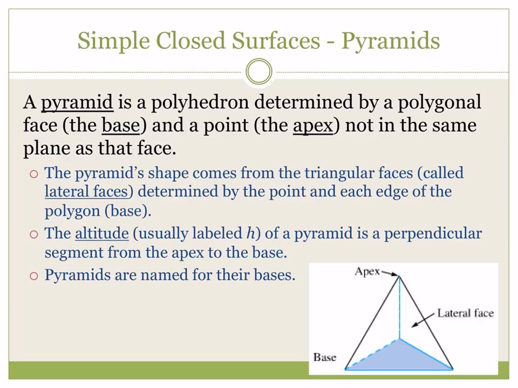The pyramid's shape also comes from the altitude. The altitude, usually labeled as h, of a pyramid is a perpendicular segment from the apex to the base. Apex, not apeg, apex to the base. So let me draw in what you would normally see. You would normally see a line drawn in a right angle form, something like this. It's hitting that bluish shape on the bottom at a right angle, and this would be called the altitude. Another word for altitude, in 2 dimensions, we often use the word height. Altitude is also synonymous for height.